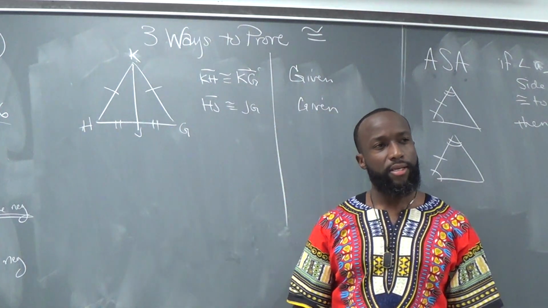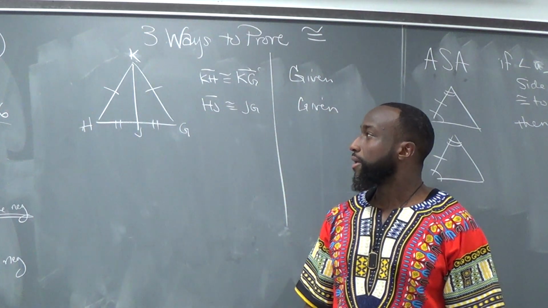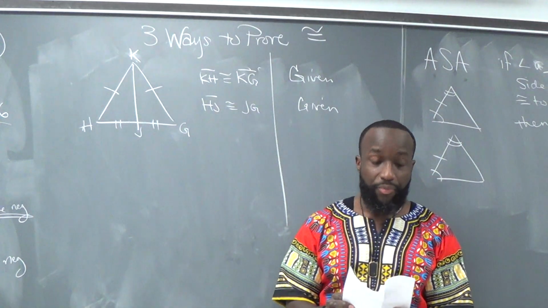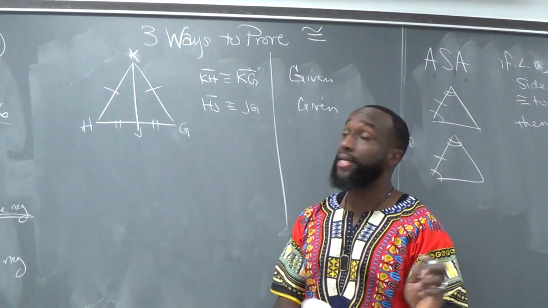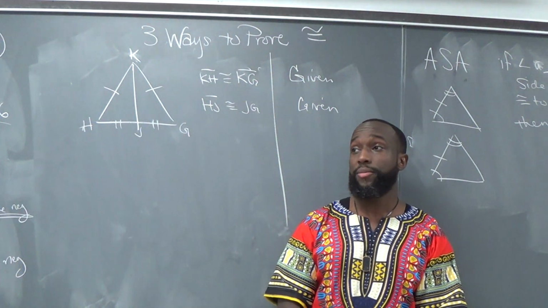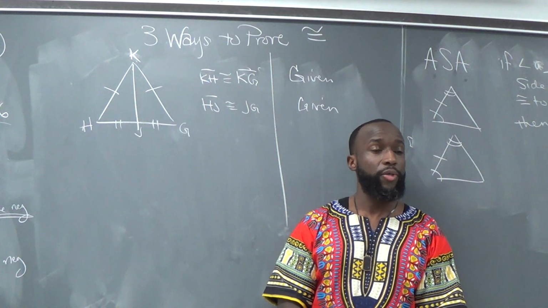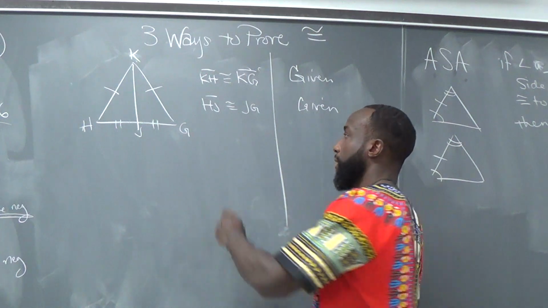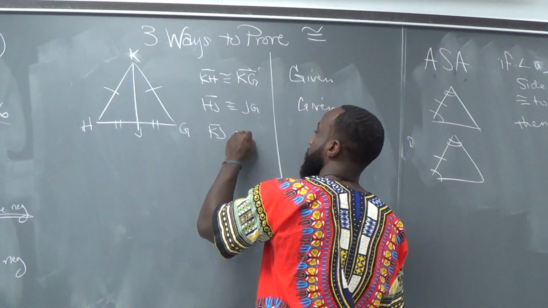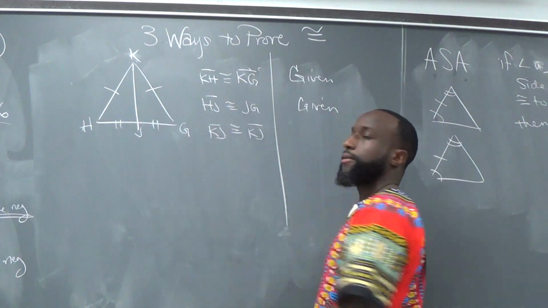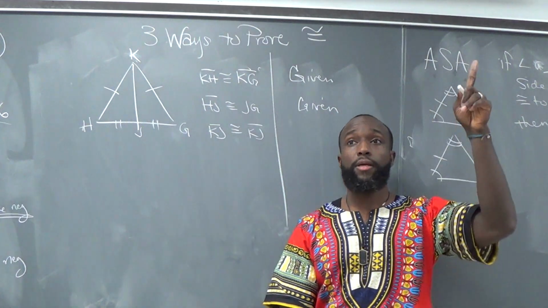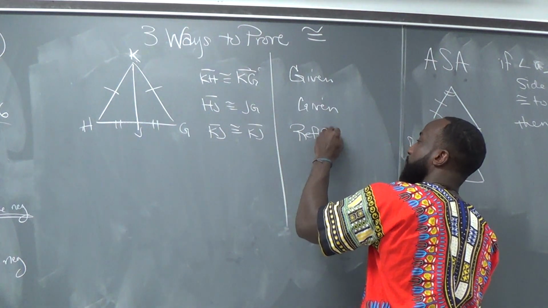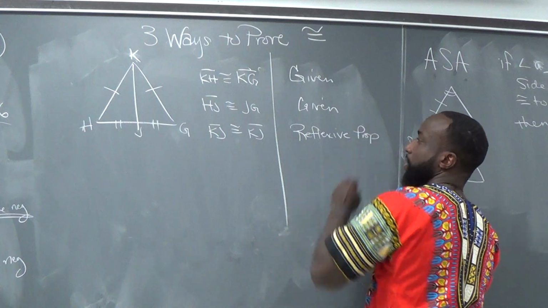What's next? KJ bisects HG. We can't say KJ bisects because it didn't tell us that. But we can say something about KJ. What do you think? KJ is congruent to KJ. Why? What's that property? Very good, the reflexive property. Does everybody see that?